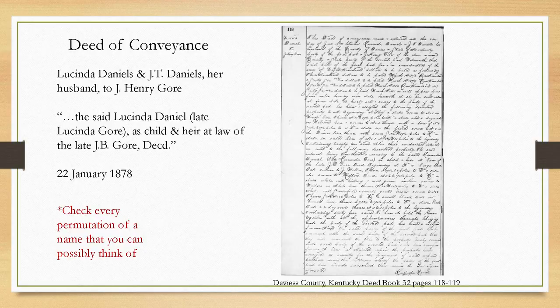Also, I don't know if you can notice that there, but they made a mistake and had to mark it all out. So again, official records aren't always going to be perfect, infallible information. People make mistakes. Deed of conveyance. Remember Sabina?